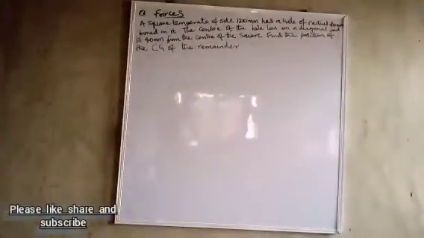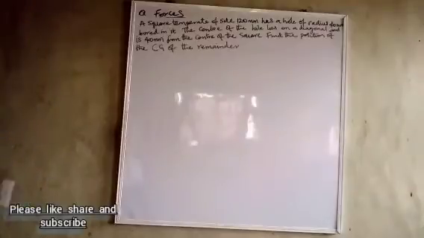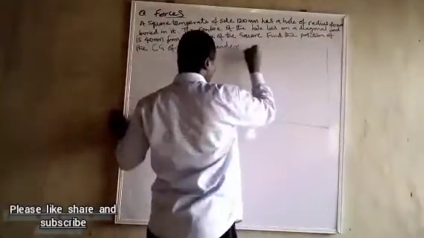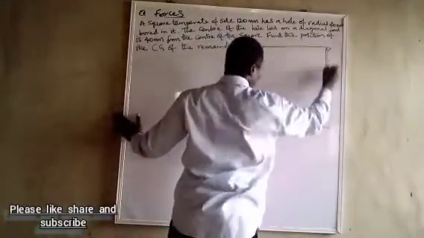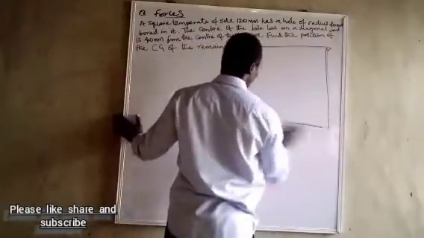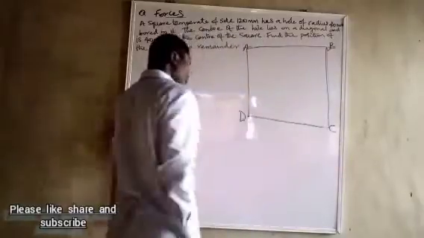A square template of side 120mm has a hole of radius 40mm bored in it. The center of the hole lies on the diagonal and is 40mm from the center of the square. Find the position of the CG of the remainder. Now from the question, we have an understanding of the diagram like this. We have the square. Let's say A, B, C, D.